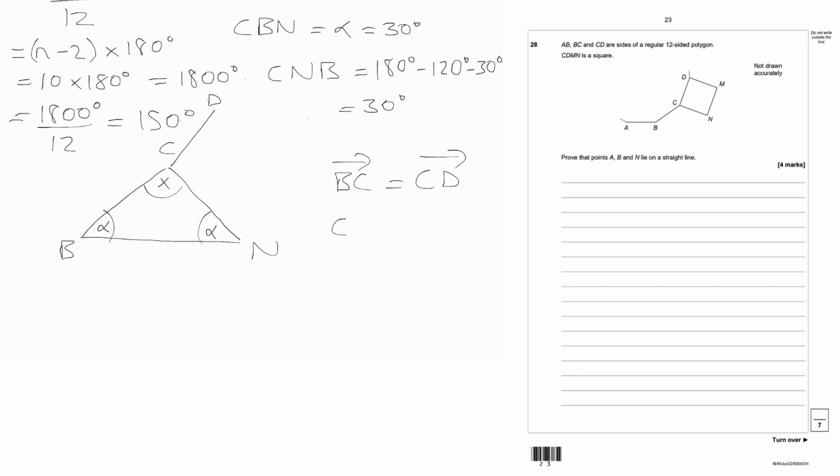Therefore, CD, because it's part of a square, is equal to the length CN. And what this means is BC is equal in length to CN. So what we're saying is we have a triangle where the length, and I'll just mark it in red, so this length and this length are going to be the same, and we also have two angles which are the same. So what this means is that our point N is going to be at the same level as our point B.